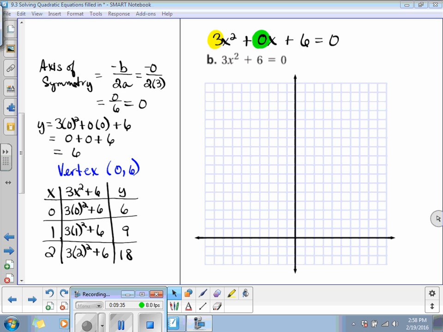So now we can go ahead and put our points onto our coordinate grid, okay? So let's start with our vertex. Our vertex is 0, 6. So that's 0, 1, 2, 3, 4, 5, 6. Our axis of symmetry is right on that vertex. Okay, that's our axis of symmetry. All right?